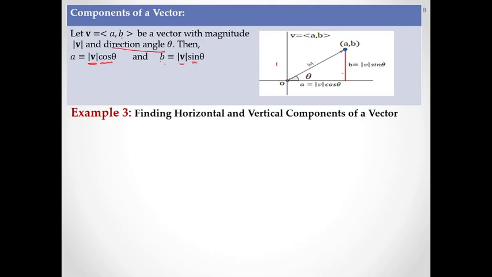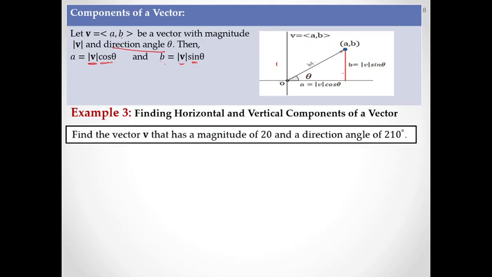Now sine theta is the same way also. Now if the vector V has the magnitude of 20 and the direction angle of 210, how can we find the vector? We will find the vector as the vertical and horizontal components. So what are these values?